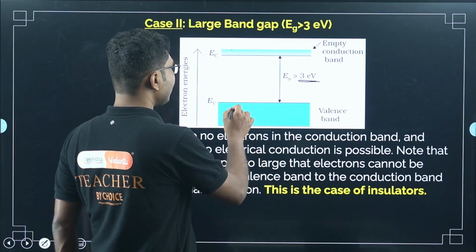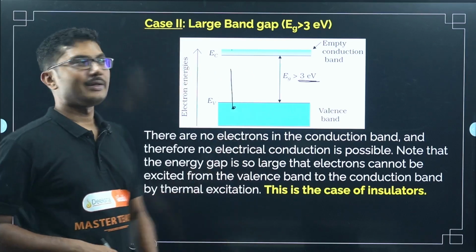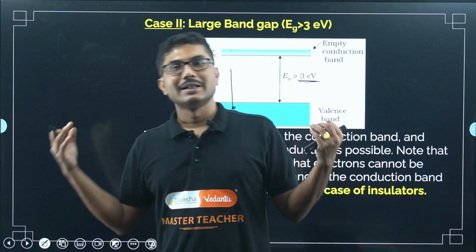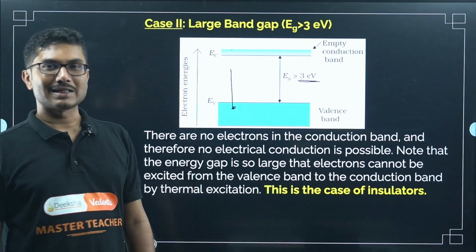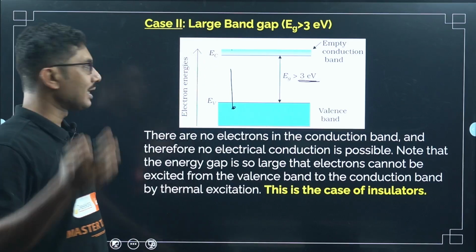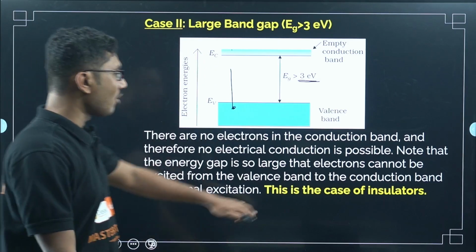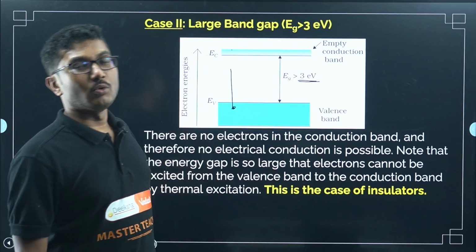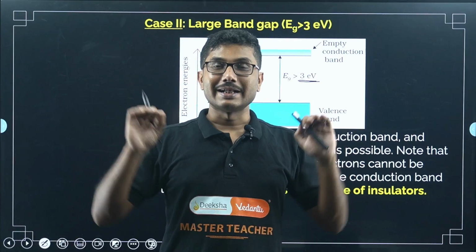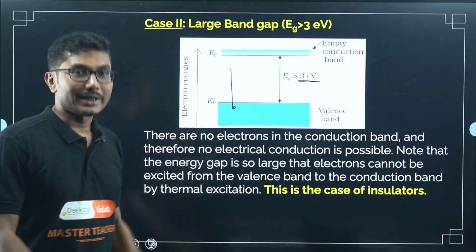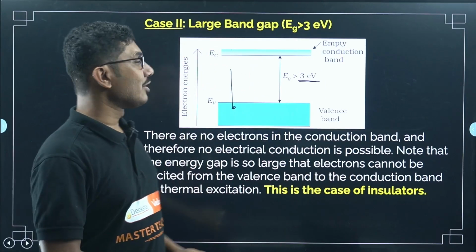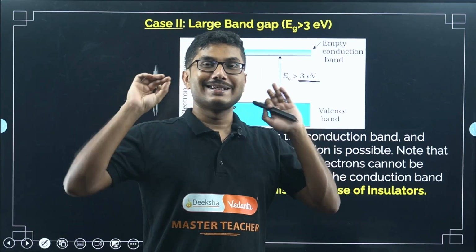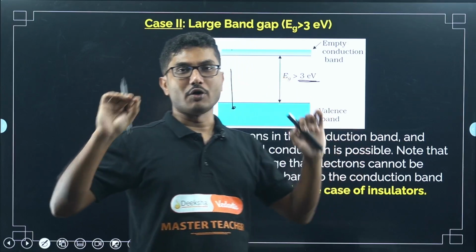Electrons will not be able to reach the conduction band. Even before that, the material will melt. Material melting means there will be no longer a conduction band, no longer a valence band, and you will not be able to make it a conductor. This is the case of insulators. So if the band gap is more than 3 electron volts, then that is an insulator. You have to remember that the band gap value for a conductor is 0. It is greater than 3 electron volts for an insulator.